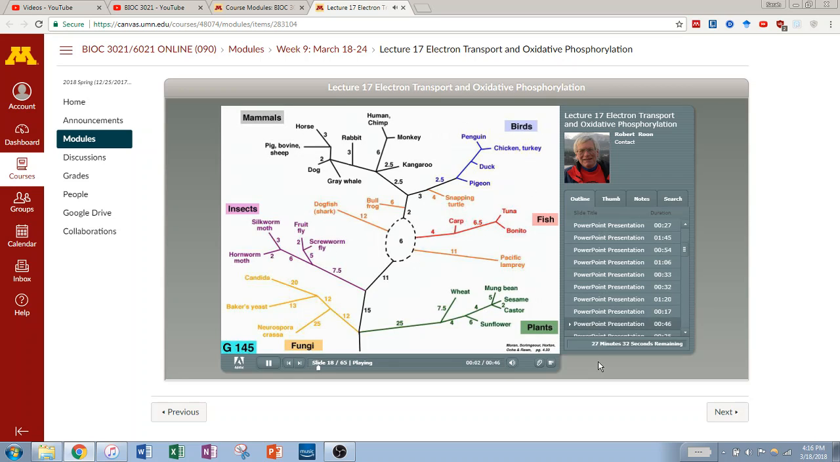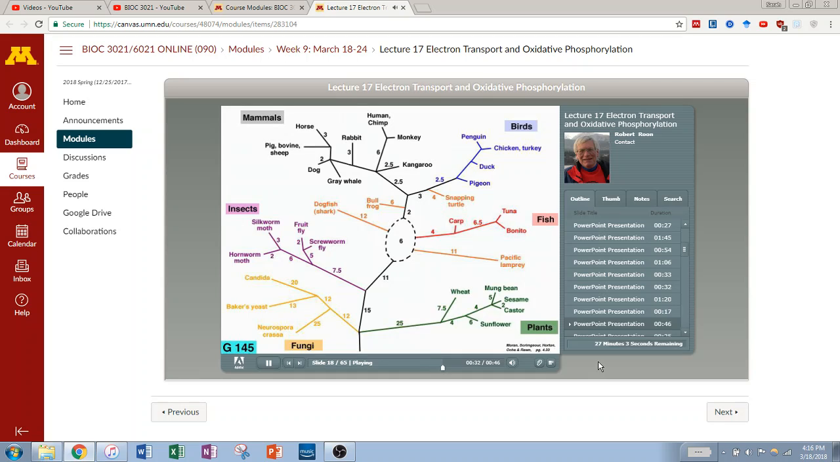From amino acid composition data, biologists are able to construct a phylogenetic tree. The number of amino acid changes between species is shown on the branches of the tree. The assumption is that all living organisms originated from a common ancestor and that various species diverged from each other at different times in evolutionary history. The number of amino acid differences corresponds to the passage of time since divergence occurred.